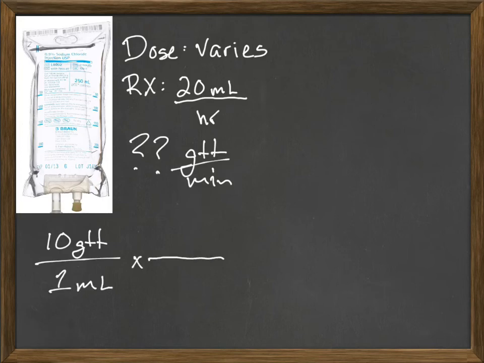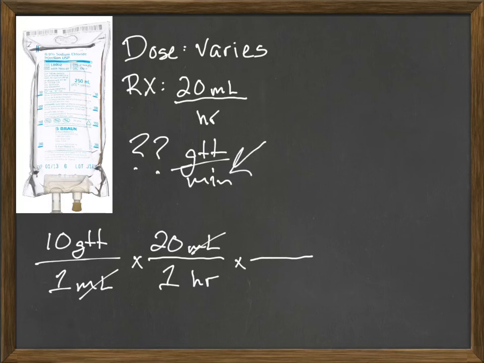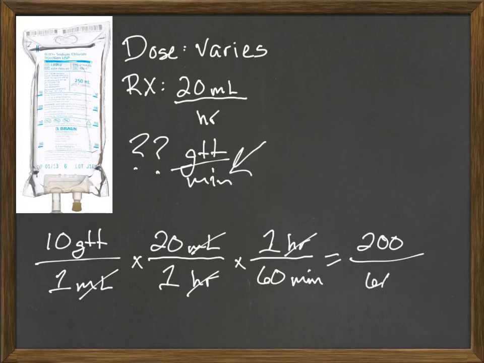And again, we need to get rid of our milliliters here. So we'll go with our order of 20 milliliters per 1 hour. Again, our units of milliliters will cancel out, and we're left with drops per hour. Well, that's not what we want. We need drops per minute. So we need to get rid of this hour. So 1 hour equals 60 minutes. So now we can cancel this unit out. So we're left with 10 times 20 being 200 over 60.